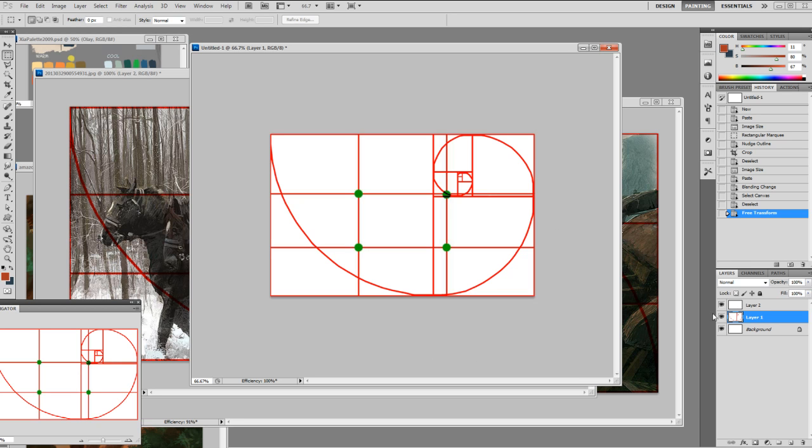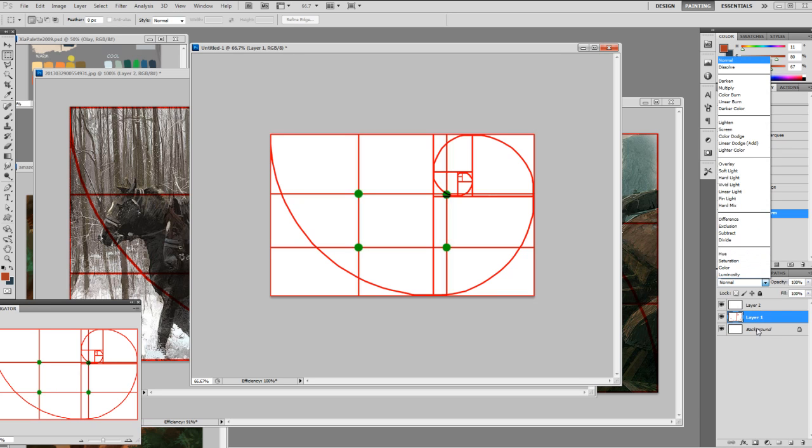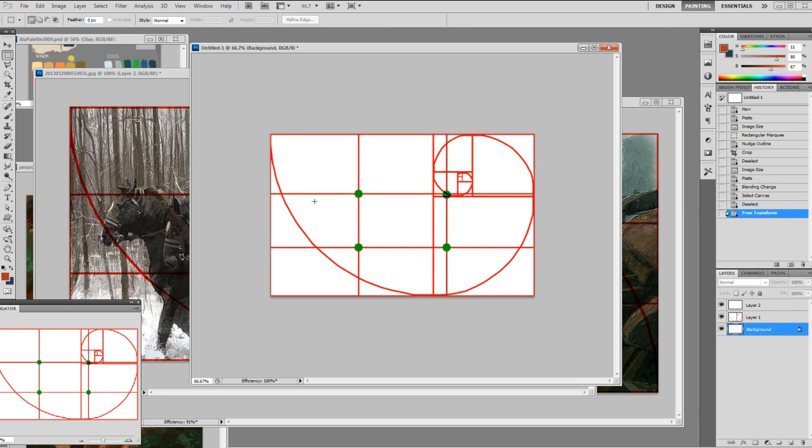But I think the golden ratio is a little harder to compose. If you put this on top of your painting and put your painting layer over and turn this to multiply, then you can kind of compose your image to go along with this composition.